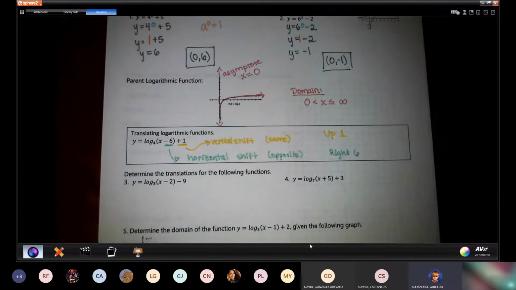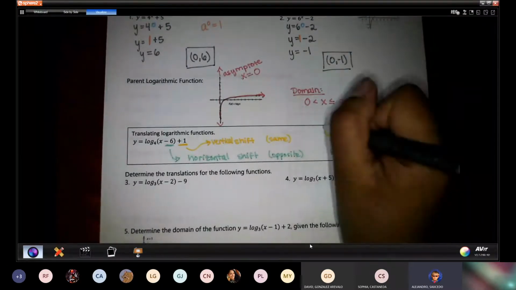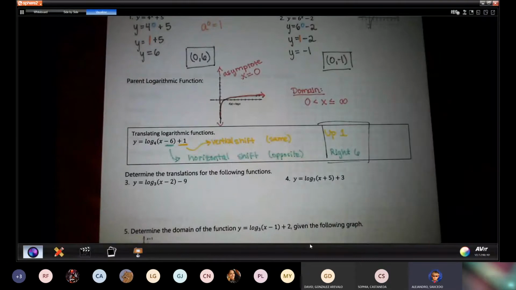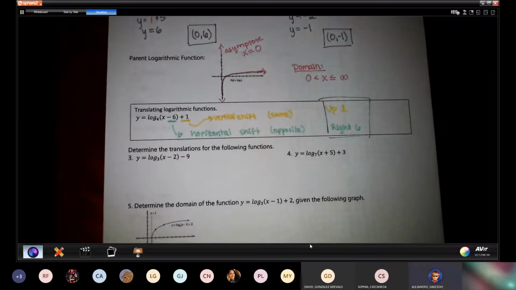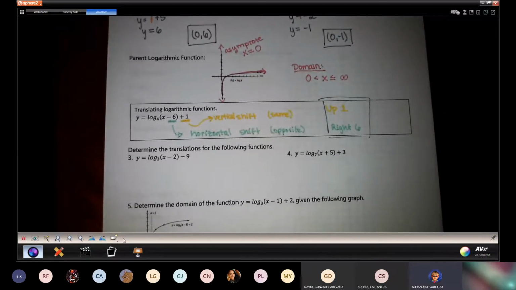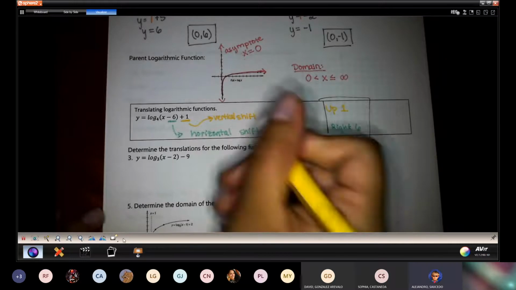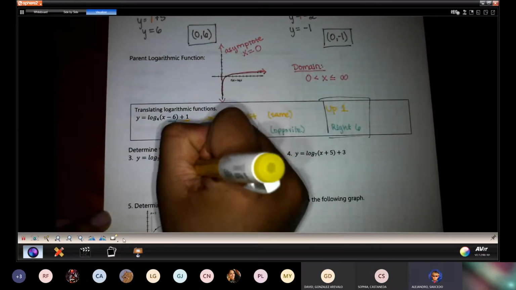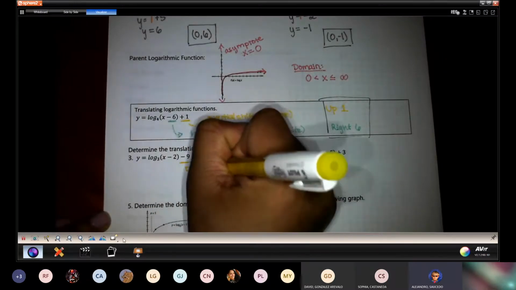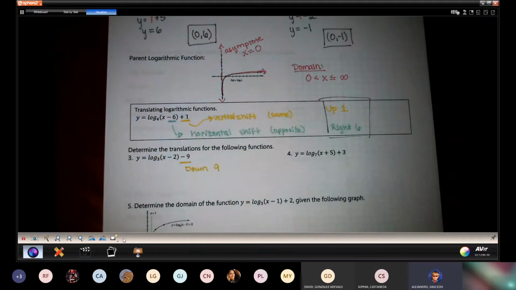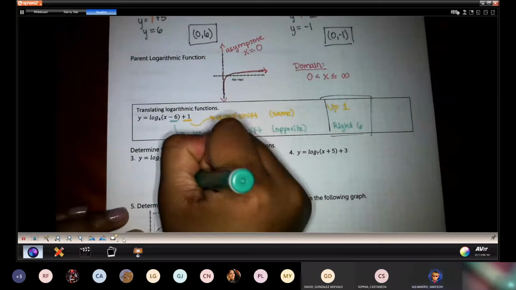Do we understand? That'd be our answer. So for this one, let's find the translations here. Nice and easy. Down 9. So this is the vertical shift, down 9. Right 2. Because it's negative, but it's opposite, so this is going to be to the right.